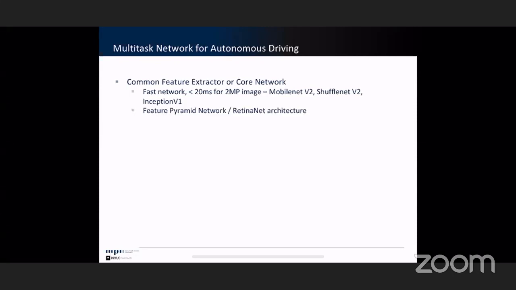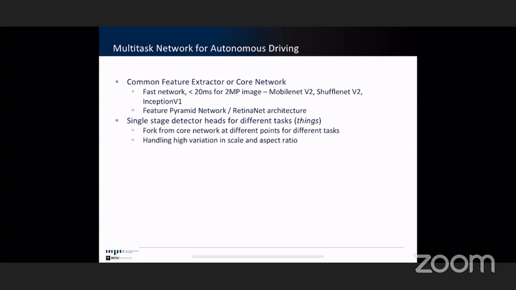And then we would want to use a feature pyramid network or a RetinaNet architecture. So we obviously want to do only a single stage architecture, because we cannot do this looping business. So we use a single stage head for different tasks, and we then fork from this core network at different points for different tasks. You need to make sure that it's able to handle high variation in scale and aspect ratio.